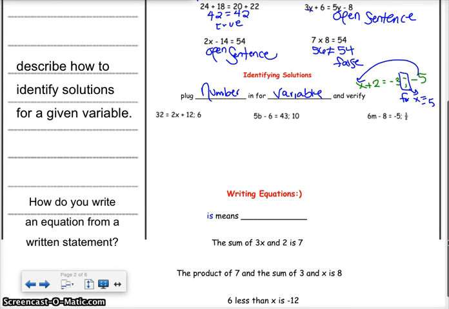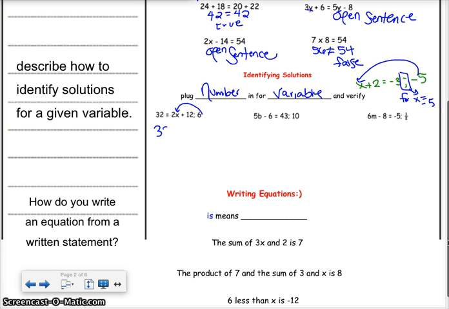Now this, you need a work slip today. So the first one, does 32 equal 2x plus 12? Semicolon 6. So that semicolon means x equals 6. So I'm going to put a 6 where the x is.